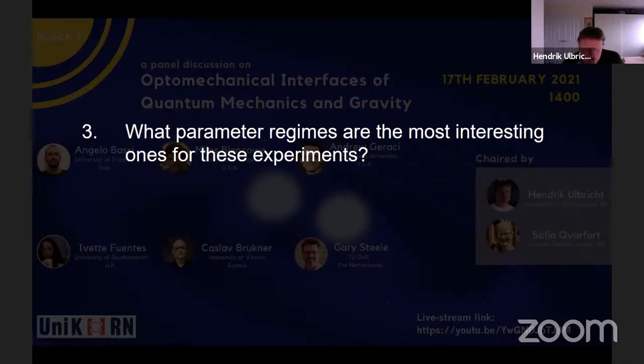When it comes to gravity, what is actually the reason that we think that gravity fundamentally should also be quantum, and is there indication that is the case? So I maybe just throw this question into the round and ask if any of the panel members want to say something about this.